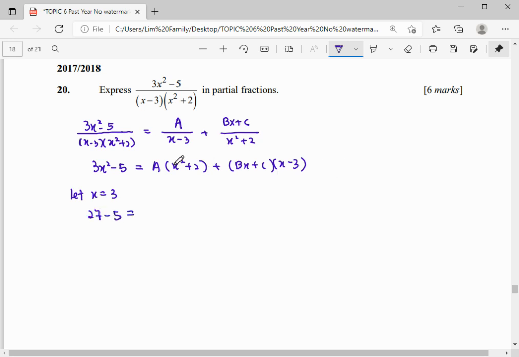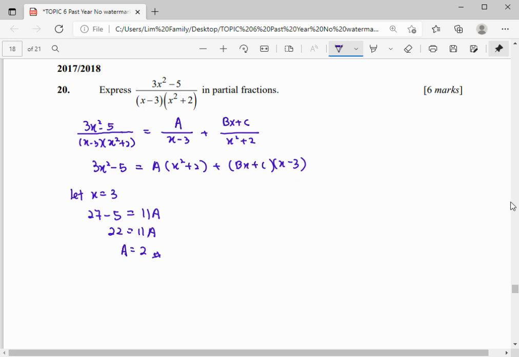Here will be 3 squared, 9, 9 plus 2, 11A. And when we substitute 3 into the other factors, it will be zero. So we can get the value easily. This is how we get our first unknown A. And then we will continue to let other values.